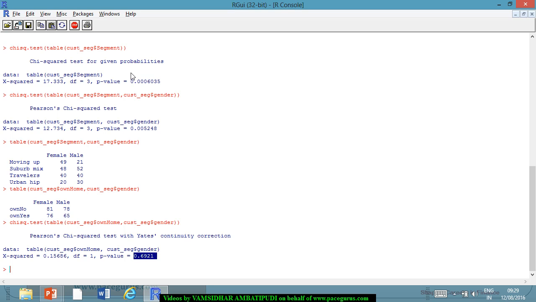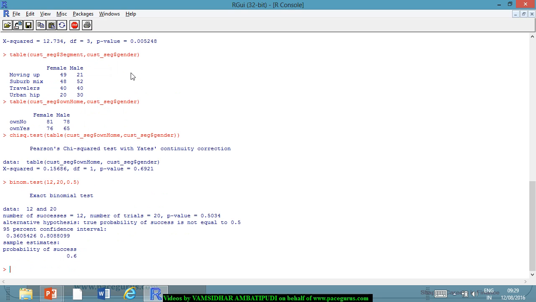I want to check whether the probability of success is equal to 50%. I have conducted a trial 20 times, and let's say the number of successes is 12. Then what can I do? I can do a simple binom test. The number of successes is 12, the number of trials is 20, and I am checking whether the probability of success is 0.5. This is what we call the exact binomial test.